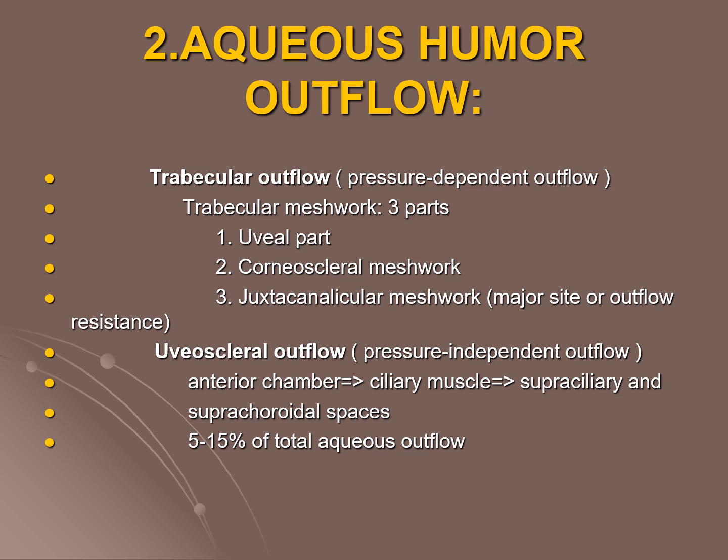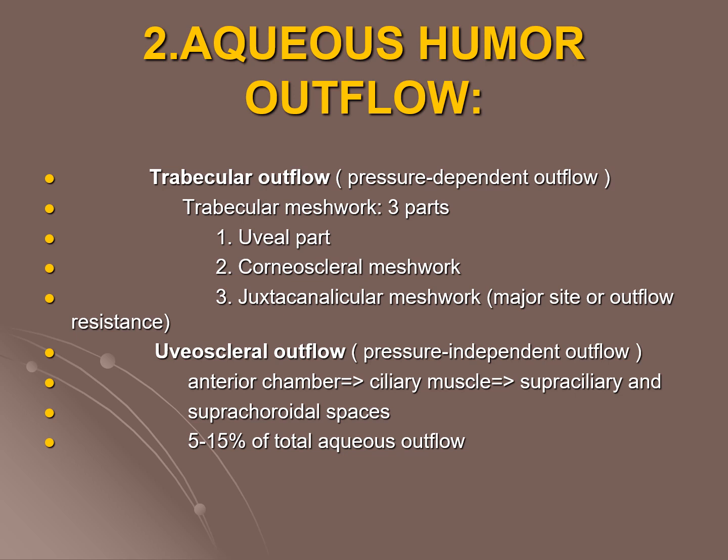So trabecular outflow is pressure dependent outflow. The trabecular meshwork has three parts: uveal part, corneoscleral meshwork, and juxtacanalicular meshwork, which is close to the canal of Schlemm. It is the juxtacanalicular meshwork which offers the highest resistance to the aqueous outflow. And in this trabecular meshwork, it is the sclerosis which causes the resistance and ultimately causes a rise in intraocular pressure.